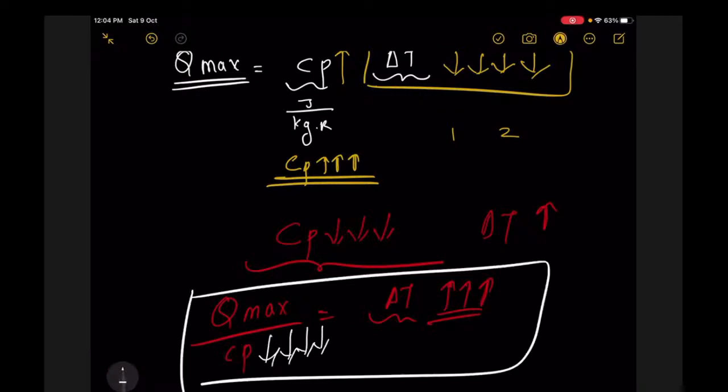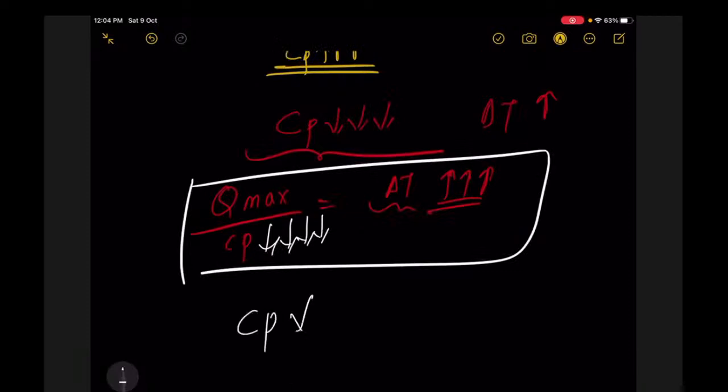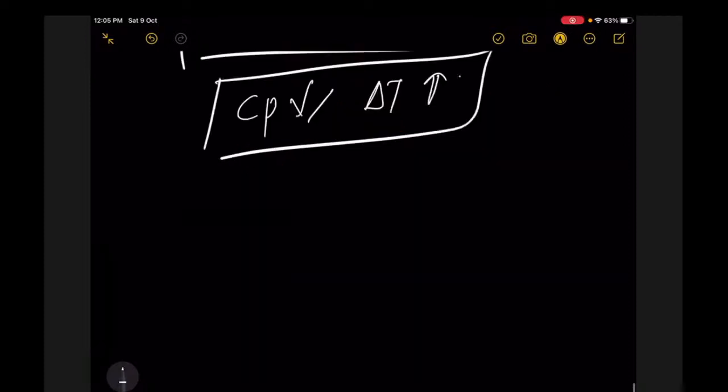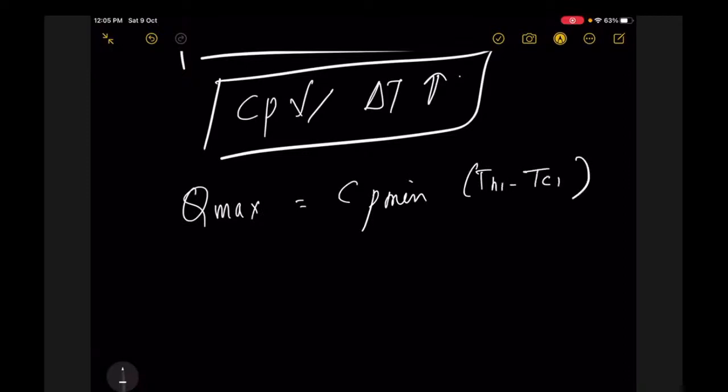So this is the system. They are inversely proportional. CP should be less, delta T should be high. More temperature variation will be experienced by the fluid which has a low CP rather than the fluid which has a high CP. So due to this, our main target will be Qmax equals CP minimum, and the maximum delta T will be TH1 minus TC1. This is the maximum delta T in the system. We have already seen this.